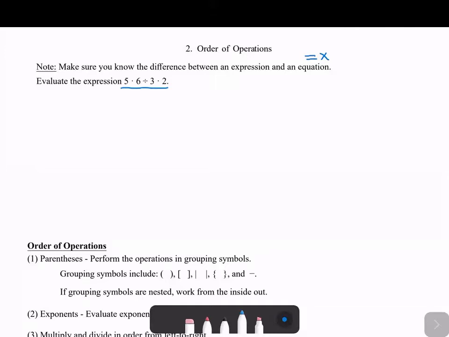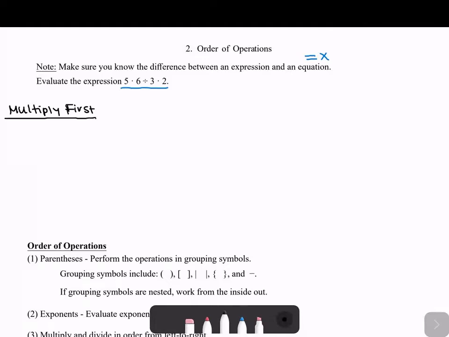Okay, so we want to evaluate this expression. We're going to do this kind of naively. So we're going to say, okay, what if I don't know the order of operations? What would I do? There are multiple ways that we can do this. Let's say that we do all of the multiplication in the problem first.